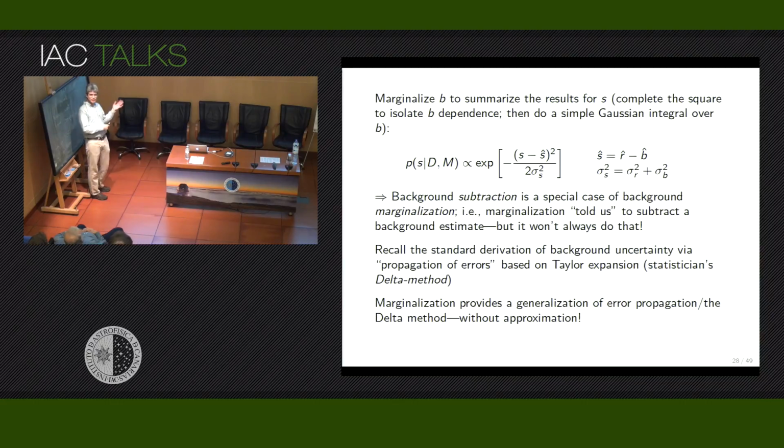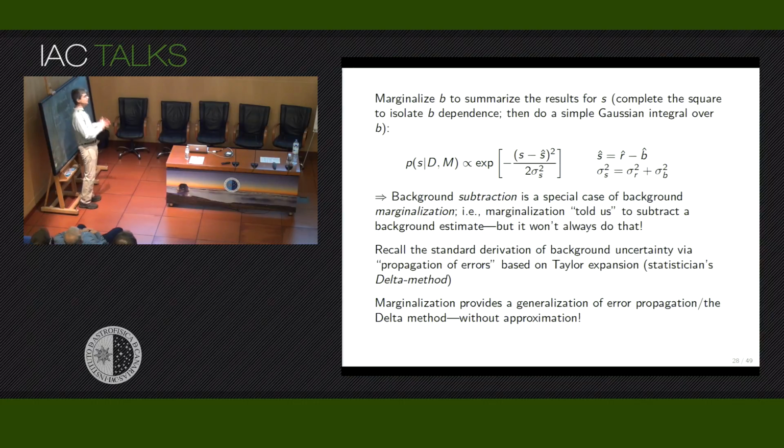You learned this from the familiar Taylor series propagation of error stuff you learned probably in third-year lab or something like that as an undergrad. So why am I telling it to you here? Well, I just wanted to show you the Bayesian version of that, but also to emphasize that background subtraction is a special case of background marginalization.